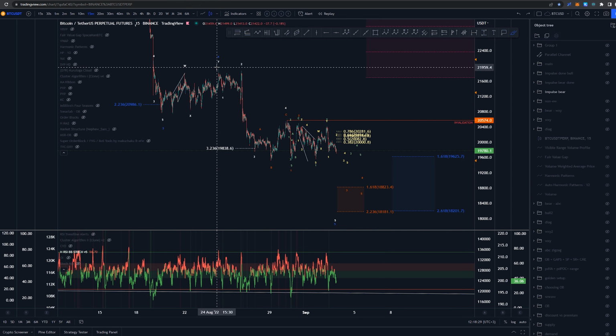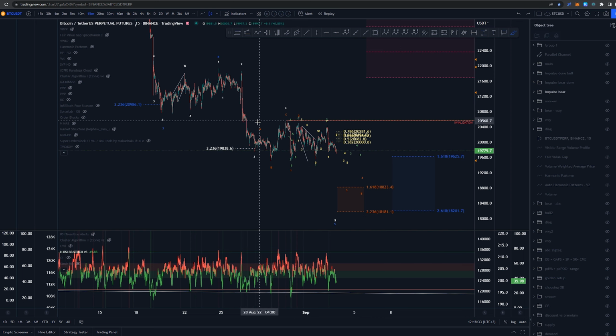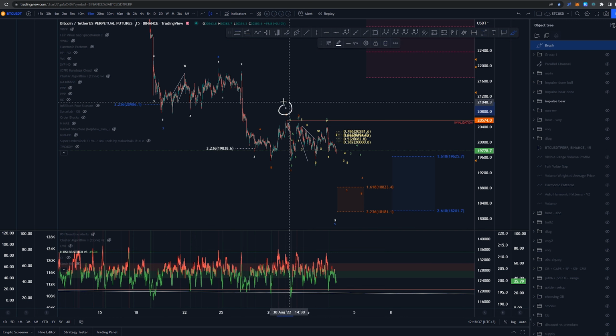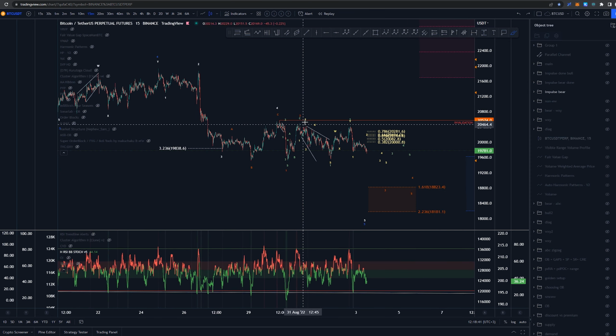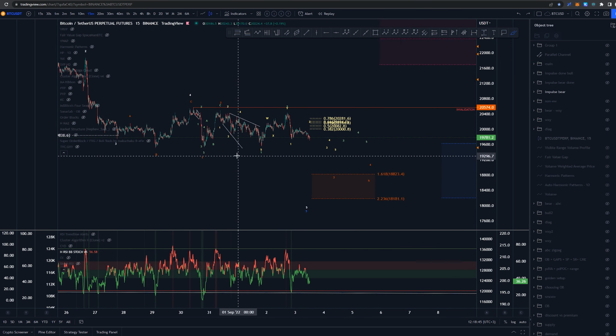Now, in this one, again, like in the other counts, we have this as a 1, 2, 3. Then we would have ABC expanded flat here into the wave 4, and again, another 1, 2, 1, 2. Now, the reason why I have it like so is, again, we have this as a very impulsive structure. This can be viewed as an expanded diagonal, although not the best look, to be honest.